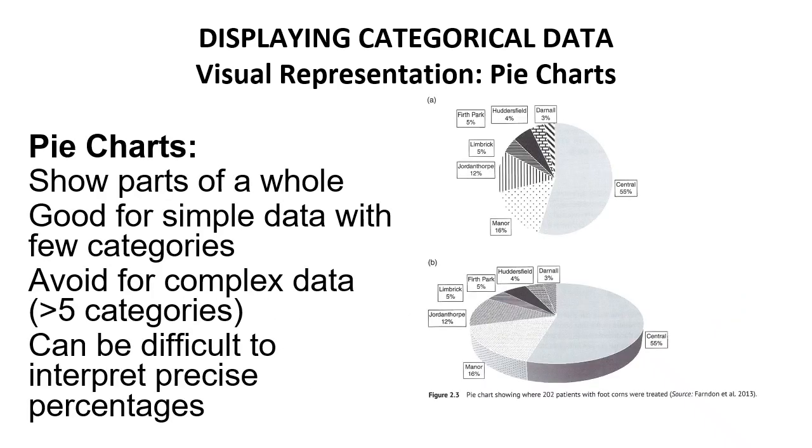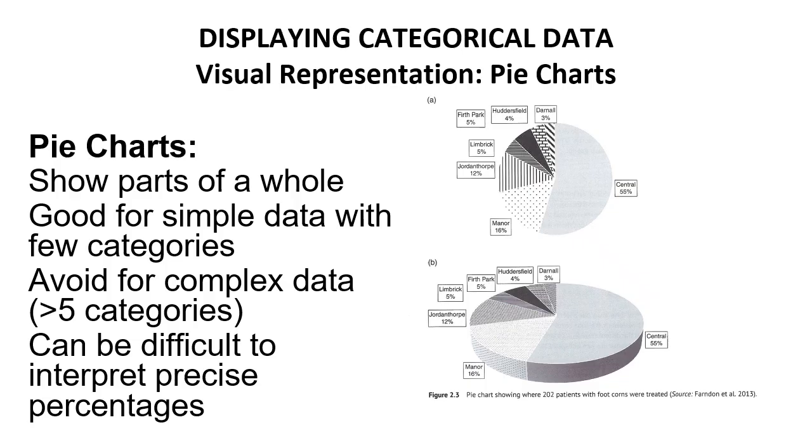Let's look at the pie charts. These show the same data as the bar chart, but notice how much more difficult it is to compare categories. Can you easily tell if Jonathan Thorpe 12% is better than Limbrick 5%? It's much easier with a bar chart.